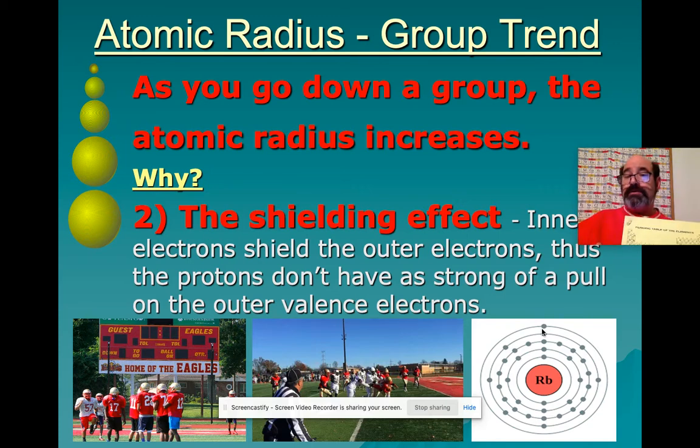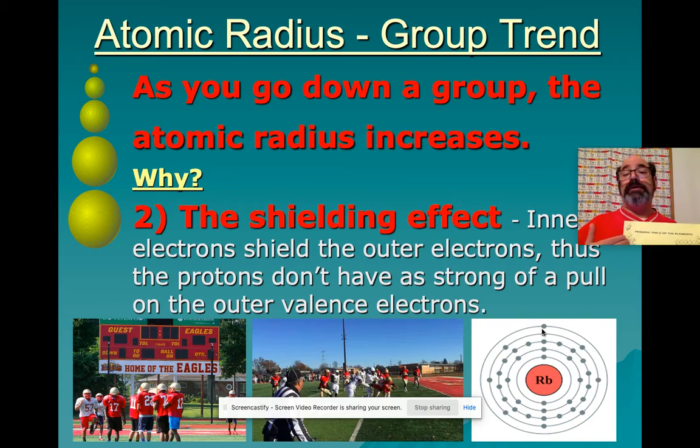So reasons for up and down. Up and down, you sit down, you shut up. Sit, shells, shielding, up and down. Those are the reasons why. Don't say, oh, it's getting bigger because it's getting bigger, or it's getting bigger because it's going down. Those are not the reasons. The reasons are shells and shielding. Easy to remember.